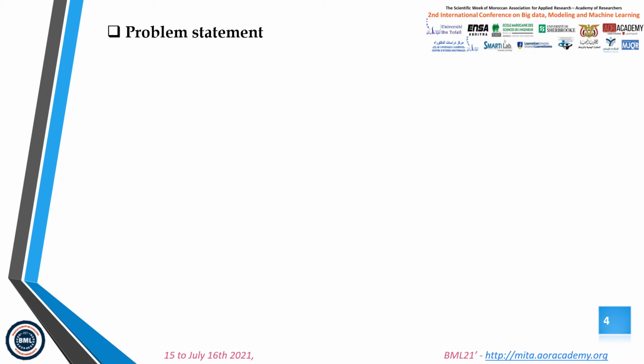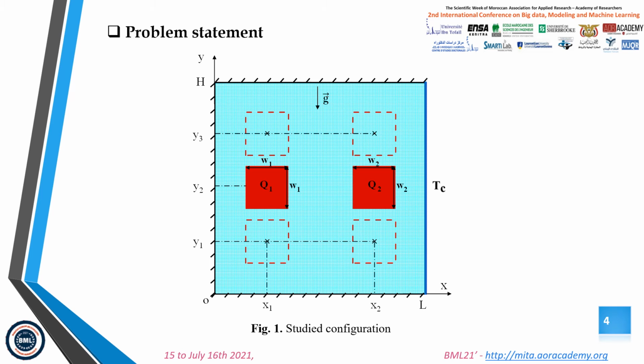The studied configuration is shown in this figure. It is a closed square cavity filled with air and cooled by a single active wall, and has at its center two high generation blocks with different sizes.